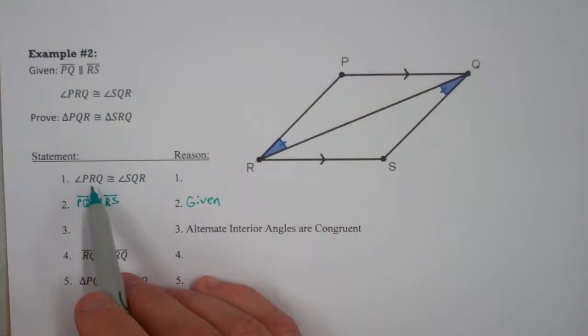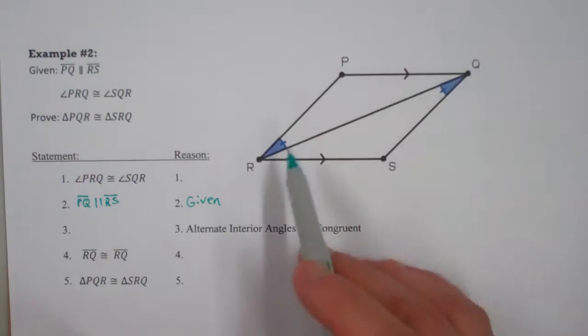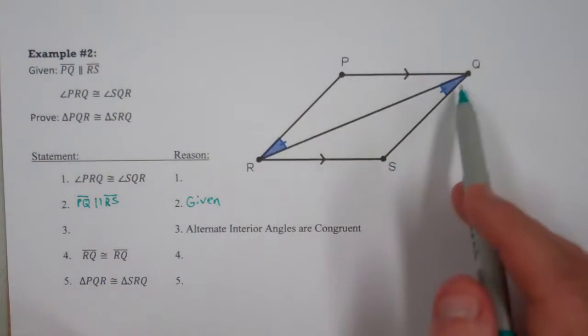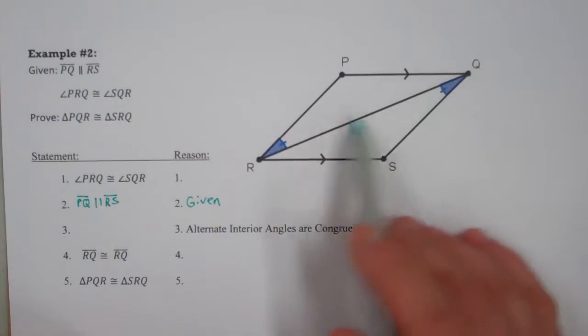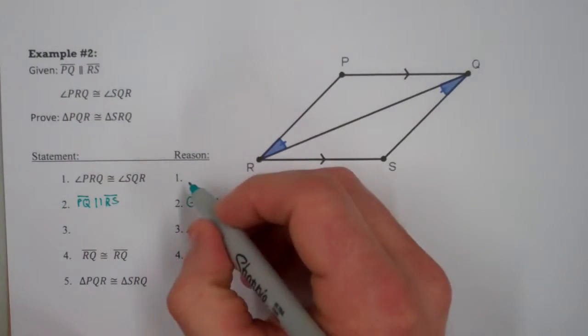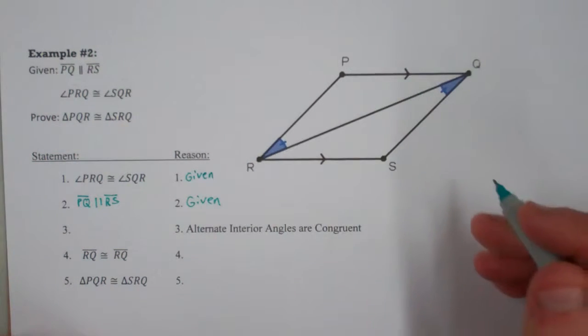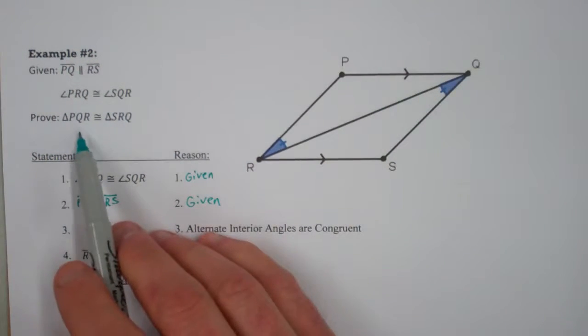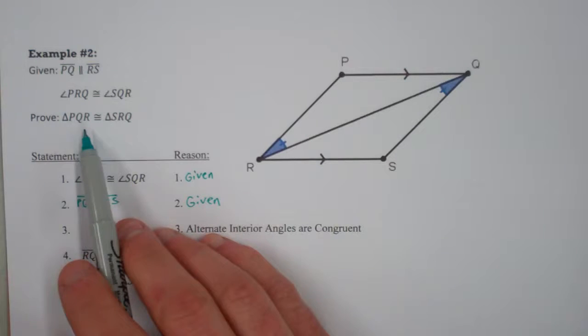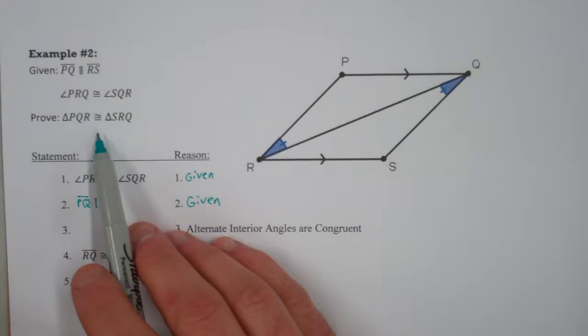We're also given that angle PRQ, which is this angle, is congruent to SQR, which is this angle, and that also is marked on the diagram. Notice how that was just given to us. It's in the given section, so the reason is just that it's given. We're asked to prove that triangle PQR is congruent to SRQ.